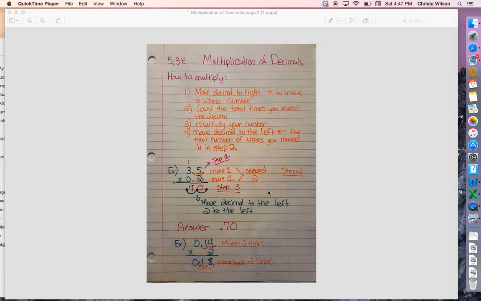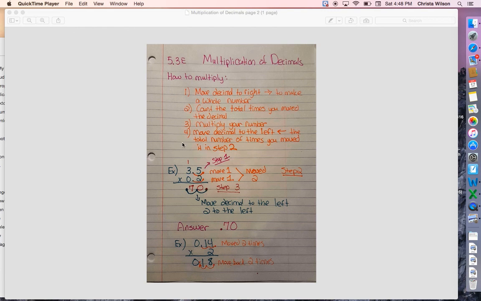Well, we just said we moved it 2 times. Step 3, multiply your number. So we just simply multiply now that we've got 2 whole numbers. 2 times 5 is 10. Bring down your 0 and carry your 1. 2 times 3 is 6, plus 1 is 7. And since the 0 is located over here, it's more of a placeholder, and we don't have to do multiplication because we know everything over on this side of the 7 would be 0.